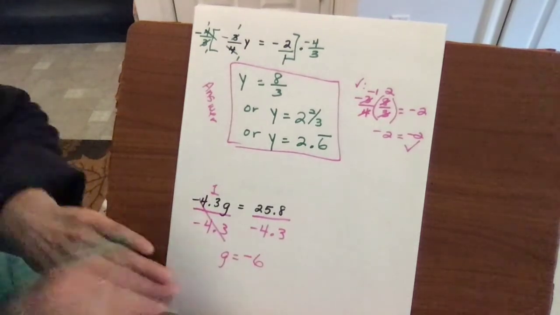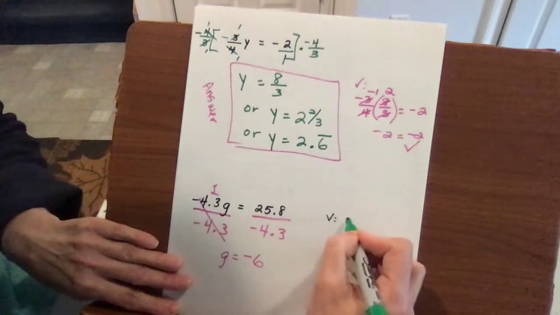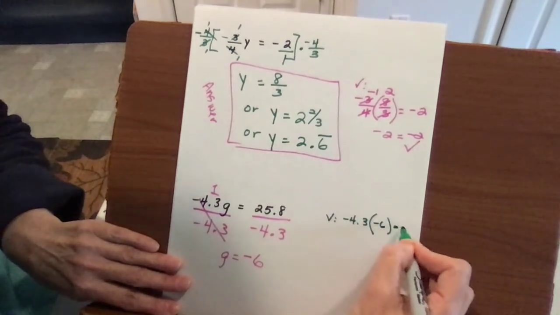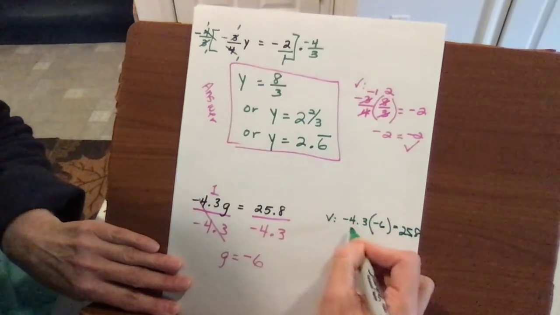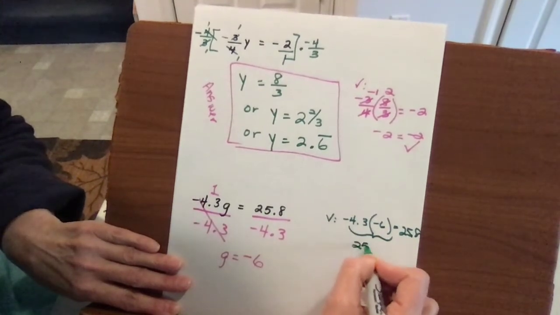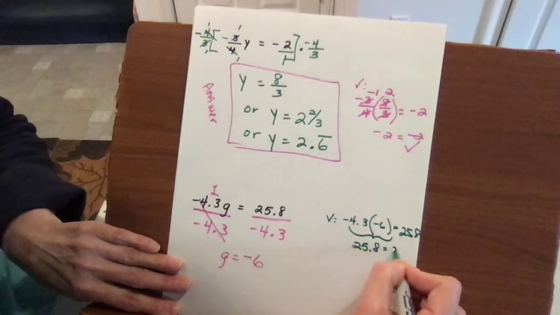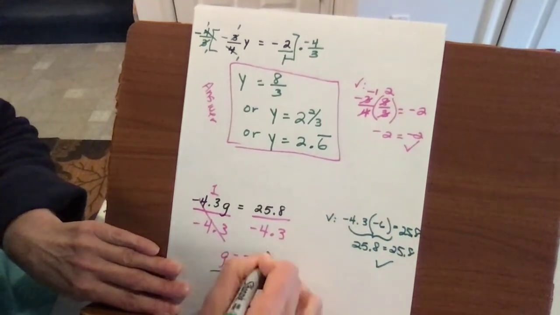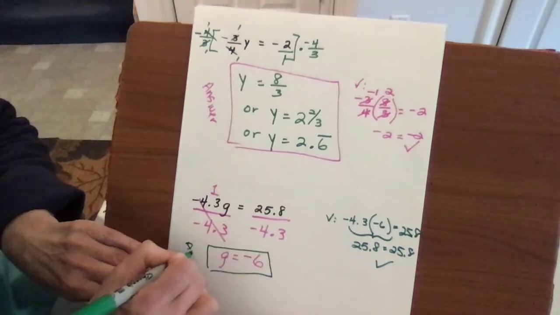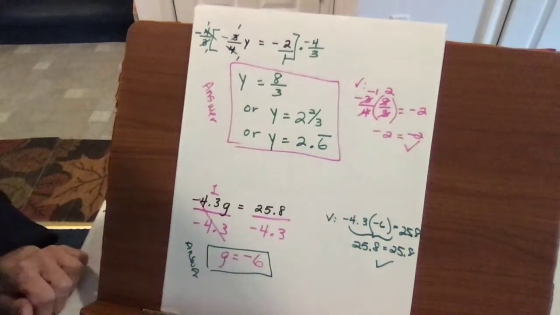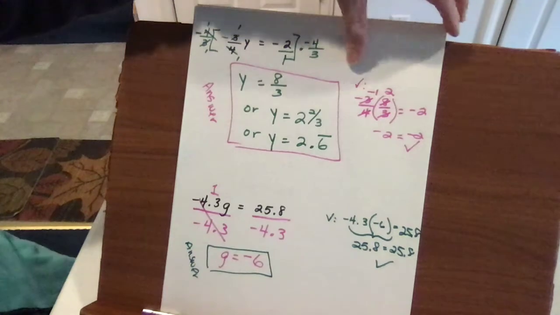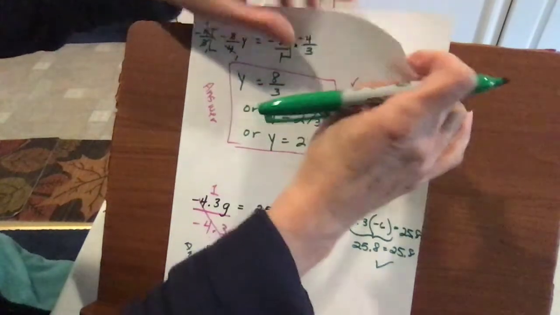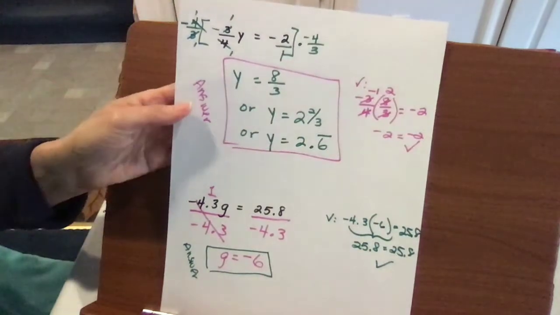All right, to check, negative 4.3 times negative 6 equals 25.8. Multiply this, it becomes positive, and it's 25.8. And it equals 25.8 on the other side, so this is your answer. It is a good idea to do your checks as you go through them each time to make sure that your answer is correct.